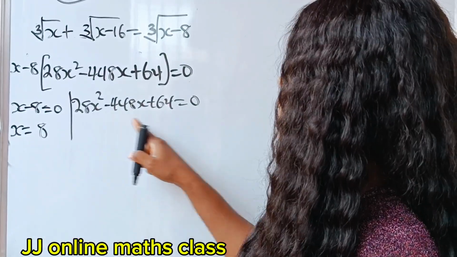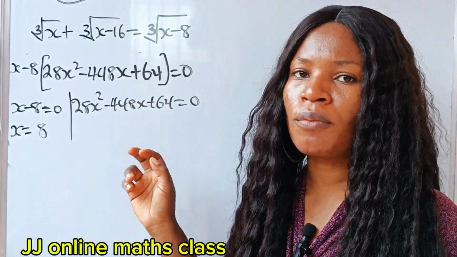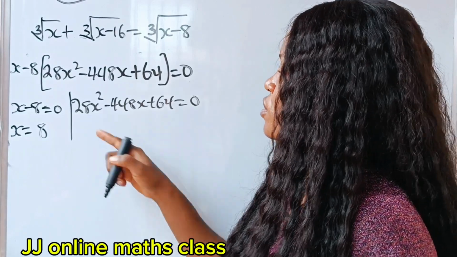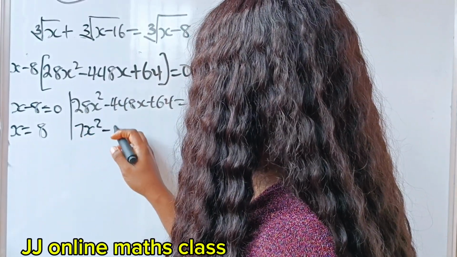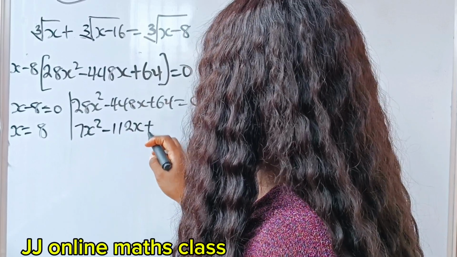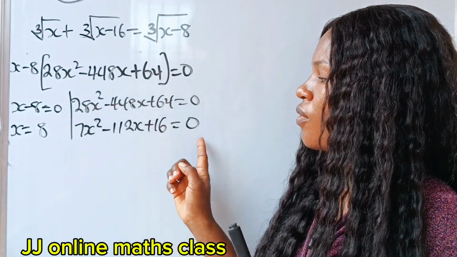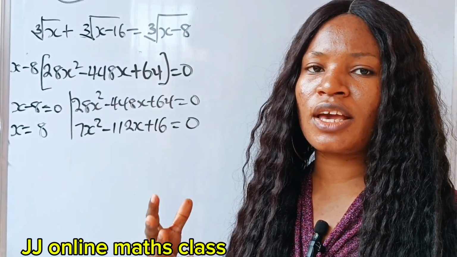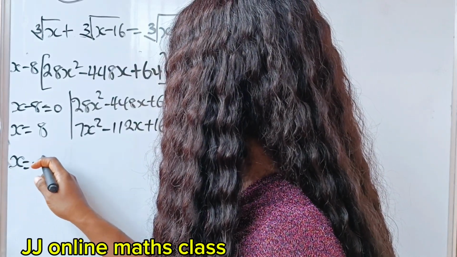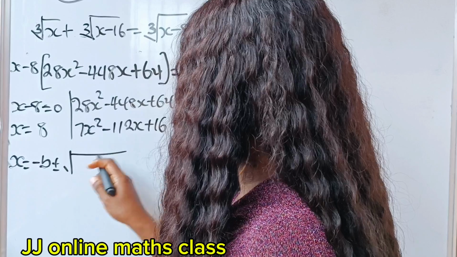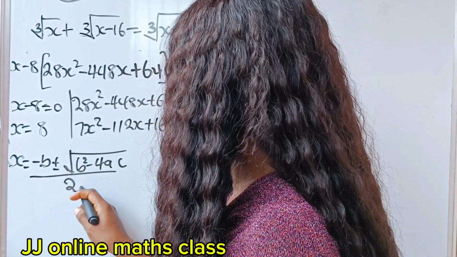Now this is a large number, and since each of them is divisible by 4, let's go ahead and divide through by 4. So if we divide through by 4, we will have 7x squared minus 112x plus 16 is equal to 0. Perfect. Now this is what we are going to solve, and let's do so using the quadratic equation formula. Now what does the quadratic equation formula say? It says that x is equal to minus b plus or minus square root of b squared minus 4ac all over 2a.